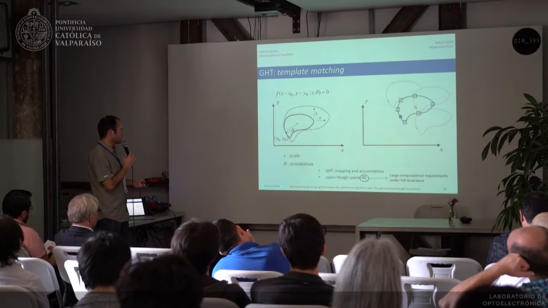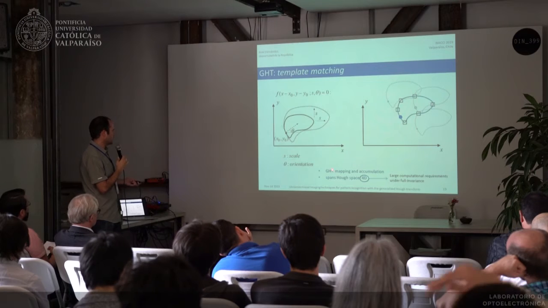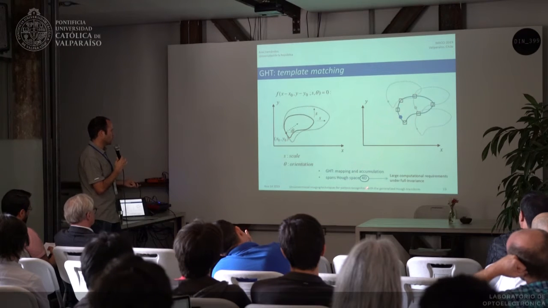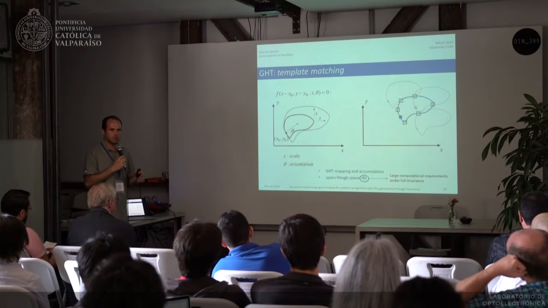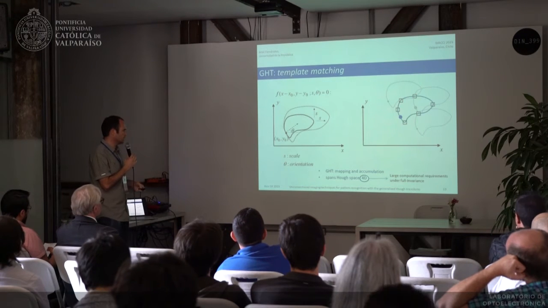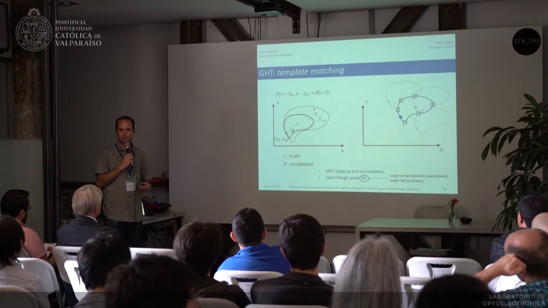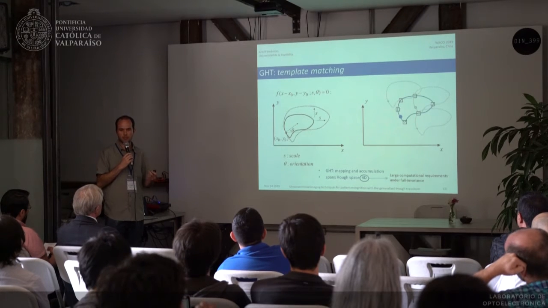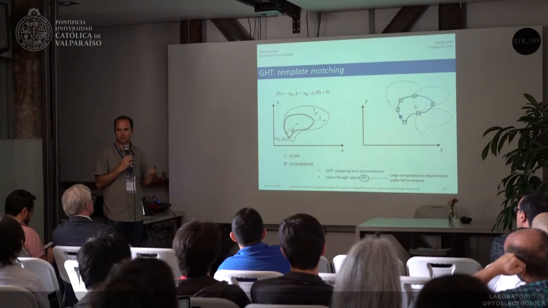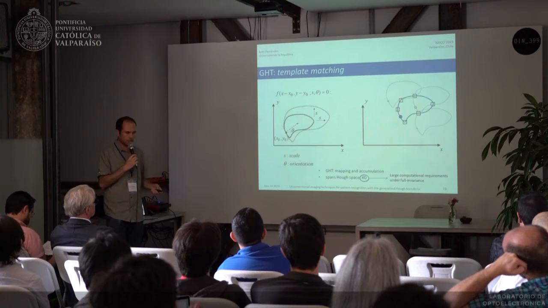So the accumulation in this case, when we are dealing with a general geometrical feature, is made over a 4D space. This is a relatively large computational requirement, especially in the case of full invariance. That means we want a pattern recognition method that can recognize a certain geometrical feature independent of its orientation or its scale.